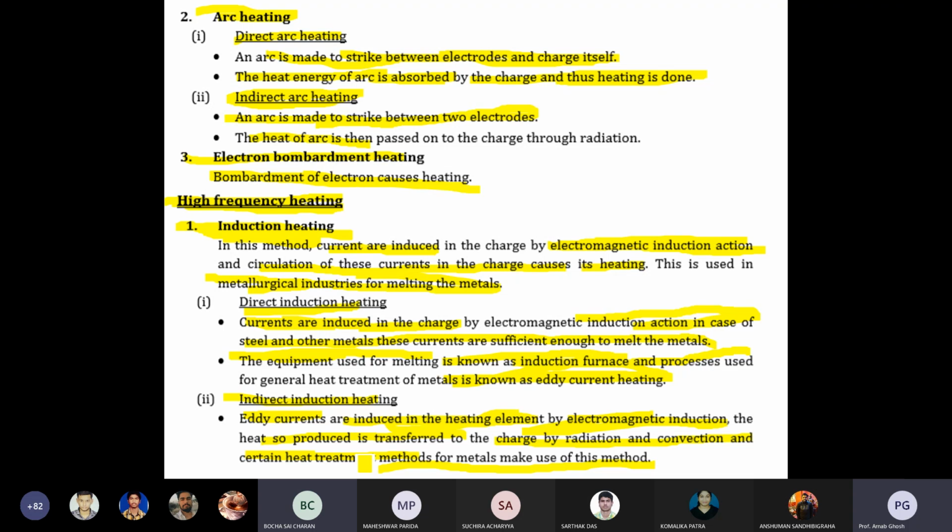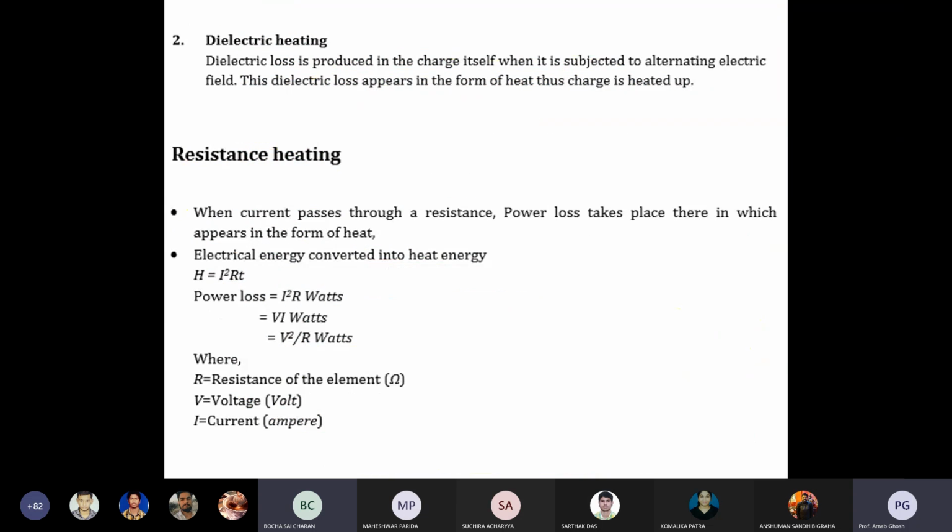So in indirect induction heating, the charge will be heated by indirect methodology, not direct methodology. It will be indirectly melted down by using radiation and convection, not direct conduction. So I hope all of you are able to understand the basic idea of the difference between the direct and indirect heating methodologies for different frequency applications.